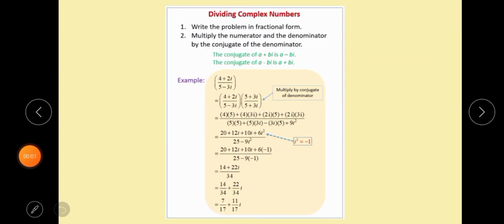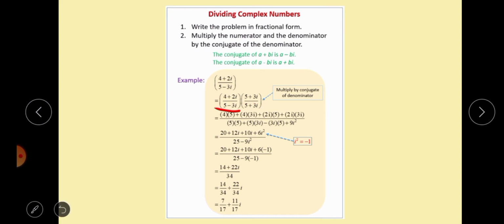Let's proceed with an example. Dividing complex numbers. First, write the problem in fraction form. So the problem is already in fraction form. Then multiply the numerator and the denominator by the conjugate of the denominator. Our denominator is 5 minus 3i. So the conjugate of our denominator is 5 plus 3i.